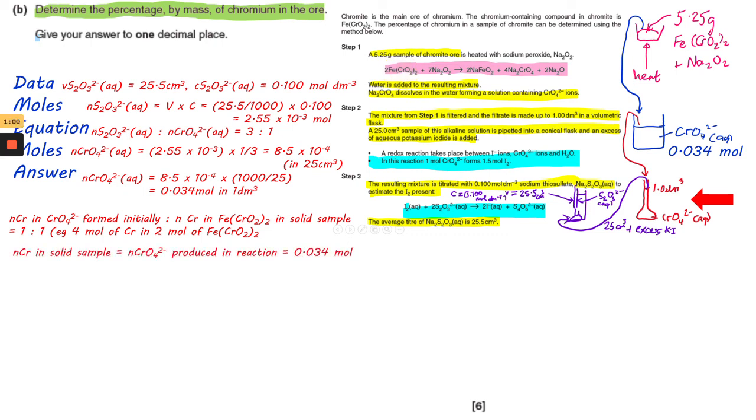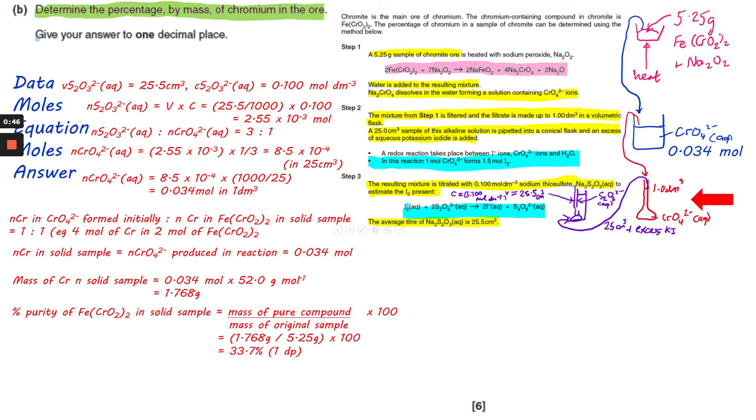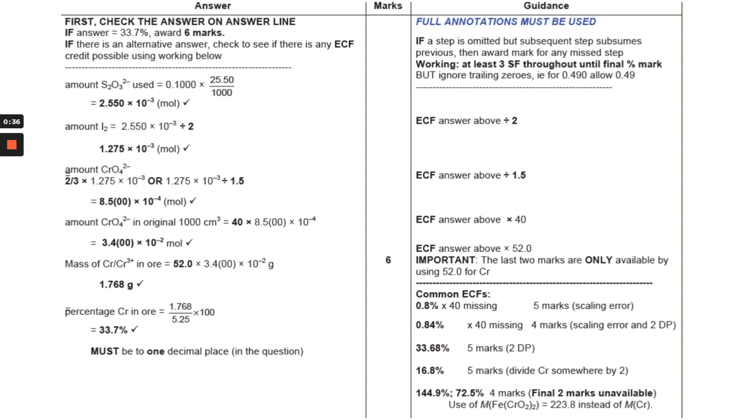So the number of moles of chromium in the solid sample is the same as the number of moles of chromate produced in the reaction, which is 0.034. Therefore, the mass, multiplied by 52 grams per mole, gives you 1.1768 grams, and dividing that by the original sample of 5.25 and multiplying by 100 gives you 33.7%, giving our answer to 1 decimal place.